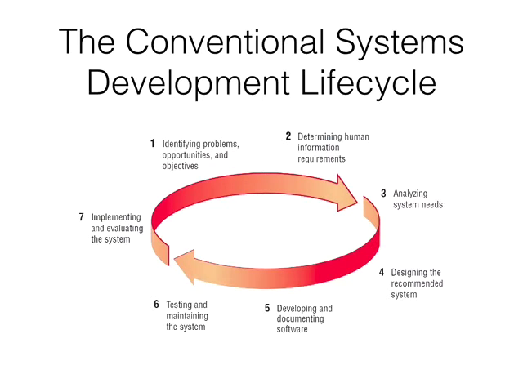So let's take a look at the visual of a conventional systems development life cycle. We've got what we just defined in the other slide. Step one, you identify problems, opportunities, and objectives. Step two, you determine the requirements, and analyze system needs in step three. Step four, you design the recommended system. Step five, you actually do it: you develop and document software. And then in step six, you're testing and maintaining the system. And then, of course, there's the review at the very last step, which isn't in this diagram, but it's kind of incorporated into step six.